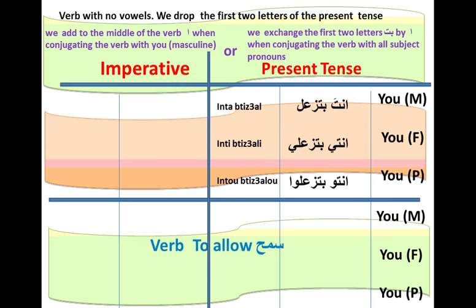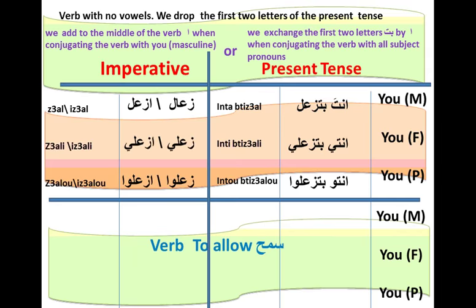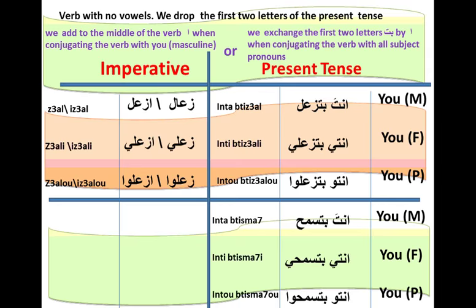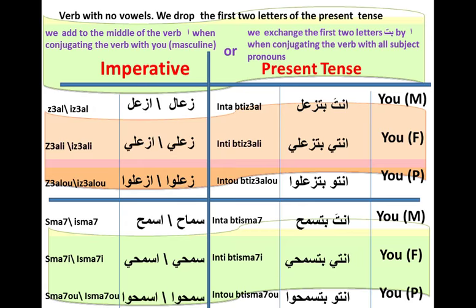Inta btizal, inti btizali, intu btizalu. Imperative: zal, izal, زعلي ازعلي زعلوا ازعلوا. انت بتسمح انت بتسمحي انتوا بتسمحوا in the imperative سماح او اسمح سمحي او اسمحي سمحوا او اسمحوا.